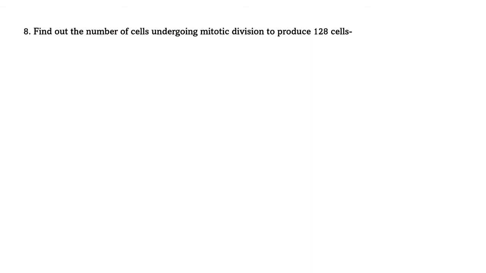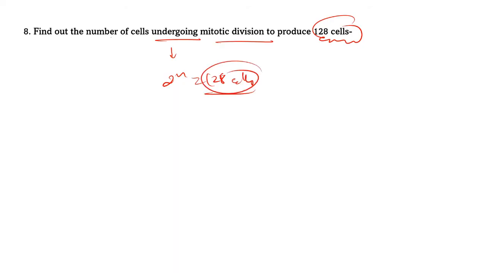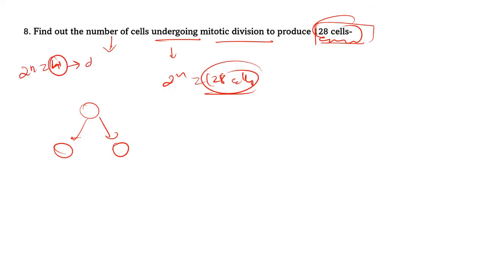Next one. Find out the number of cells undergoing mitotic division to produce 128 cells. Since they are asking about the cells undergoing mitotic division, you need not do it in the similar manner. You need to read the question carefully. They are asking how many cells will be undergoing mitotic division if it is producing 128 cells. Let us take a simple example. One cell divides and gives 2 daughter cells. Let me assume that 2n is equal to 4, so I have got 4 daughter cells.